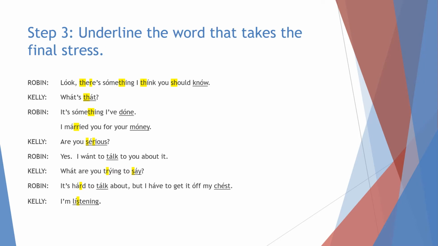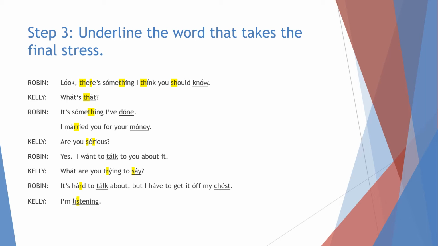Step 3. Underline the word that takes the final stress, because that's where the tone of your voice will either rise and fall or rise and keep rising, depending on what kind of sentence you're saying. More about that when we look at intonation. For now, notice that the last stressed word is often, maybe even usually, the last word. For example, no, that, done, money, serious, say, chest, and listening.